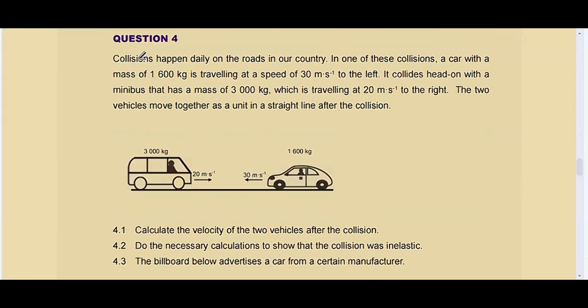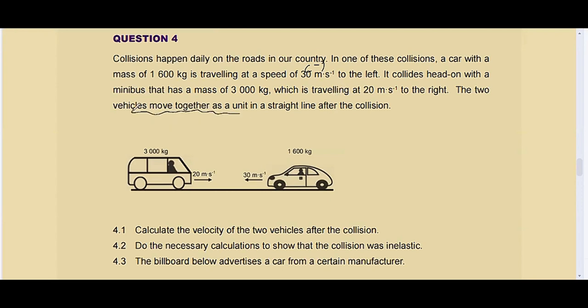Okay, so we have question number 4. It says collisions happen daily on the roads in our country. In one of these collisions, a car with a mass of 1,600 kg is traveling at a speed of 30 meters per second to the left. So since it's going to the left, we're going to take this one as negative. It collides head on with a minibus that has a mass of 3,000 kg, which is traveling at 20 meters per second to the right. The two vehicles move together as a unit.